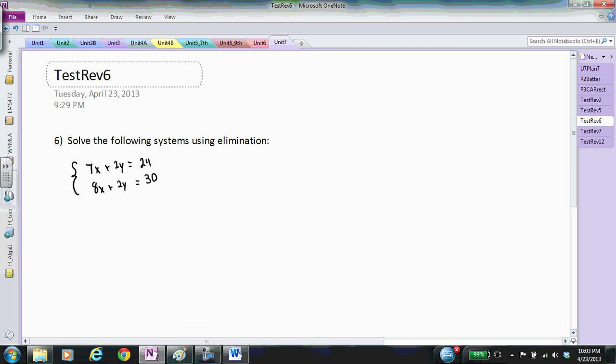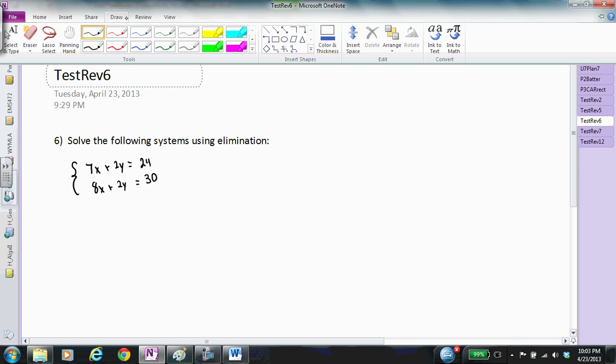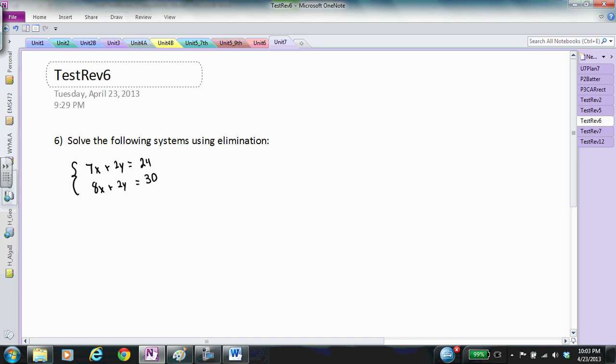Okay, now looking at number 6, this is going to be a review of using elimination. So remember, in elimination, I want to eliminate one of the variables. And in this one, since I have 2y and 2y, they're close to being able for me to eliminate them. But I need to just multiply this first equation by negative 1. So when I do that, the new system is negative 7x minus 2y equals negative 24. Bottom equation stays the same. 8x plus 2y equals 30.